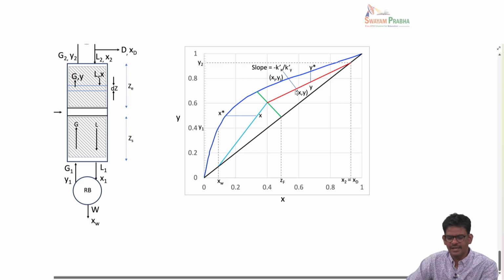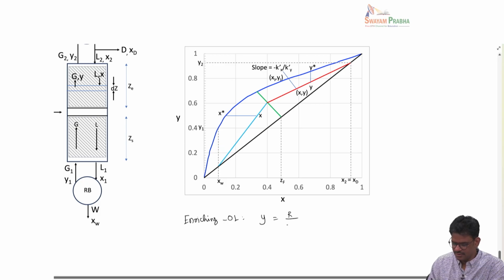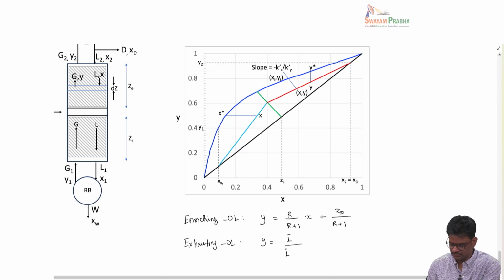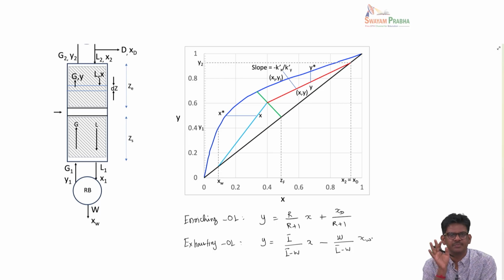Okay, and the operating lines are obtained based on the McCabe-Thiele method, doing a mass balance, and then you will get the enriching operating line. The enriching operating line is based on the reflux ratio, and then there is the exhausting line. So these are the operating lines that we saw in the McCabe-Thiele method. The same methods apply here also.